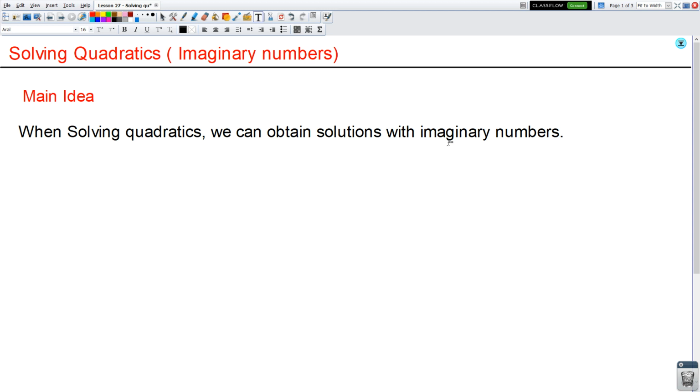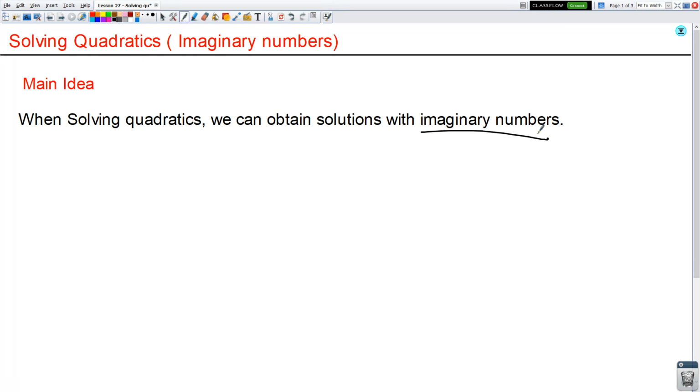So today we will see how we can solve quadratics when there might be some imaginary numbers involved. The main idea is that when solving quadratics, sometimes we can obtain solutions with imaginary numbers. So that's what we're going to be looking at today. There are times when you do the regular quadratic procedure and you might obtain imaginary numbers. So let's take a look at some of those examples now.